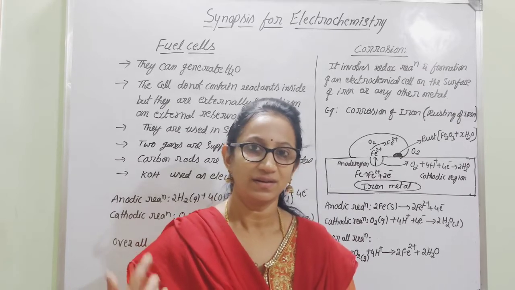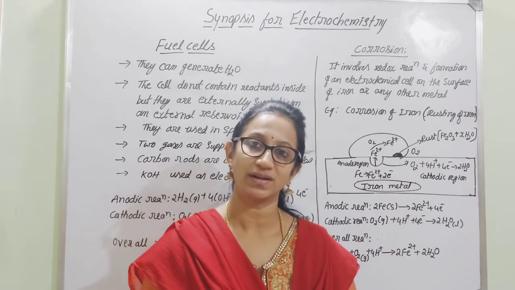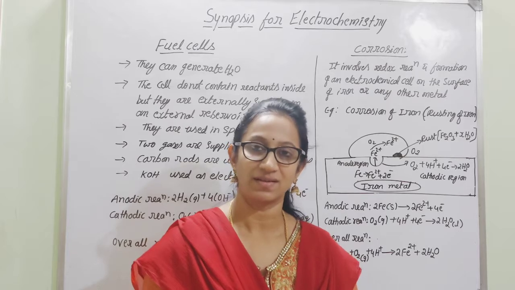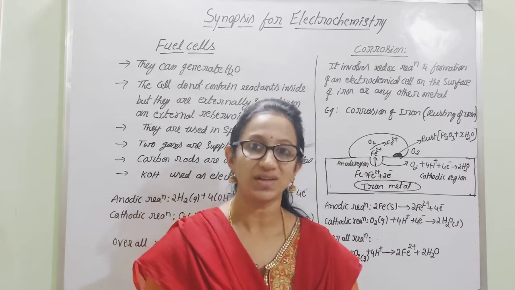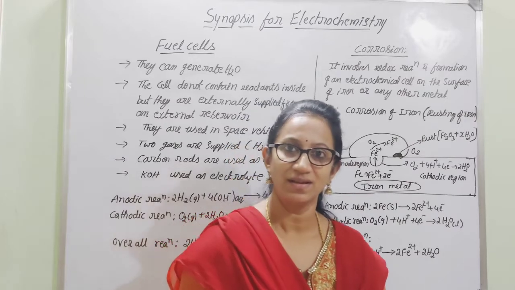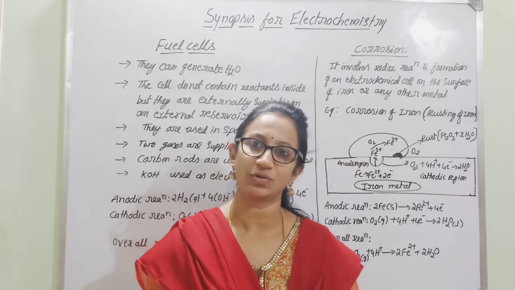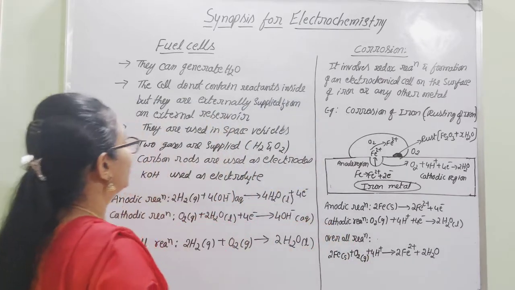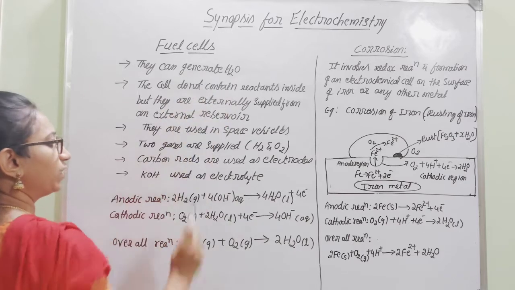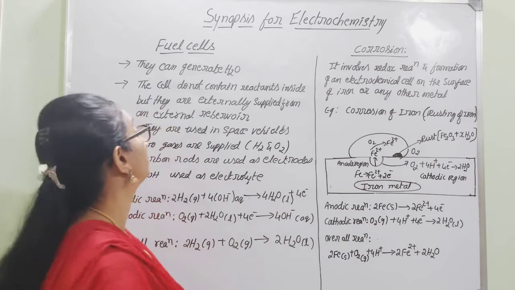Fuel cells are very useful in spaceships, that is, vehicles which are used in space. Two gases are supplied externally: one is hydrogen and the other is oxygen. In a fuel cell, KOH acts as the electrolyte. This fuel cell can generate water; you get the formation of water as the product in the cell reaction.